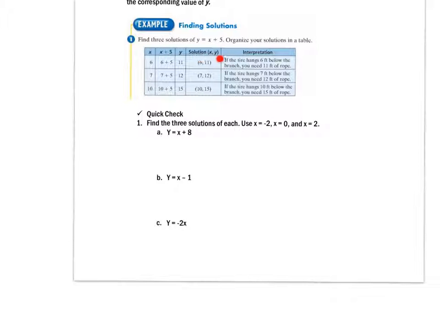The solution, this is what we're actually looking for because we want to be able to graph these equations. That's going to give you an ordered pair. Your x, which is 6, and in this case, 6 plus 5 is 11, that is your y. So there you have your ordered pair. You go through and you solve just the same way for every value that you put in for x. Let's take a look at our quick check.